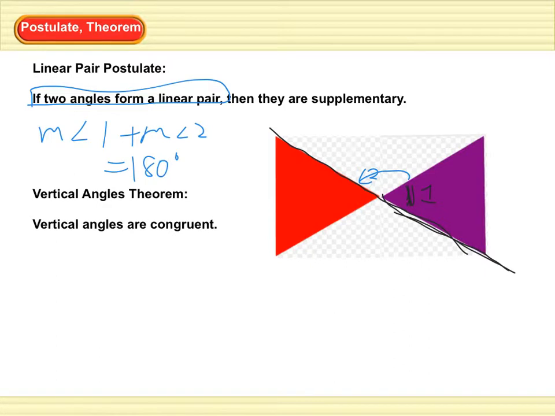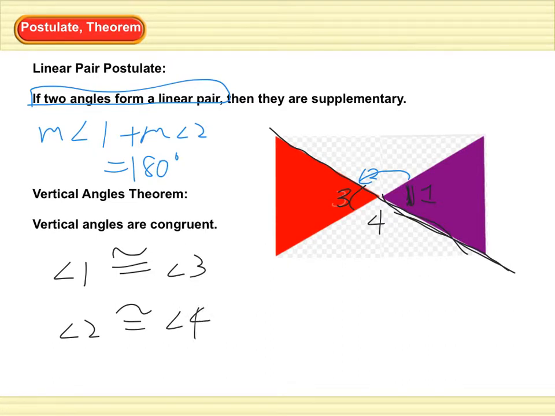We also have a theorem that says vertical angles are congruent. So if we designate this angle here, the red angle, as 3, then angle 1 and angle 3 would be congruent. Notice that the angles are congruent, okay? And if I call this angle here 4, then my angle 2 and 4 would be congruent. So that's vertical angles, that's a theorem.